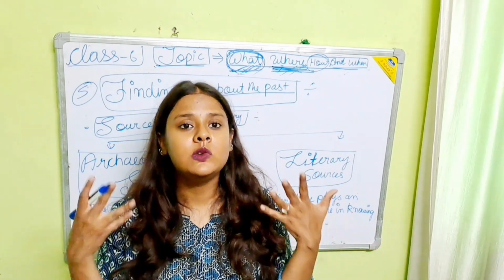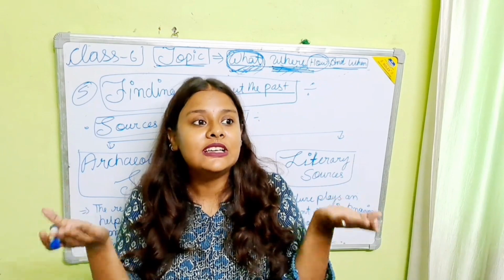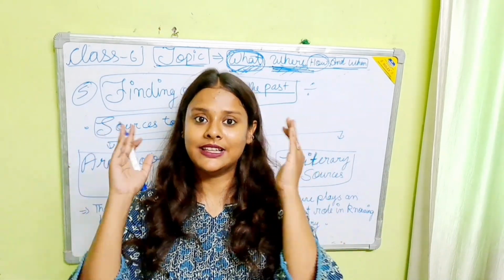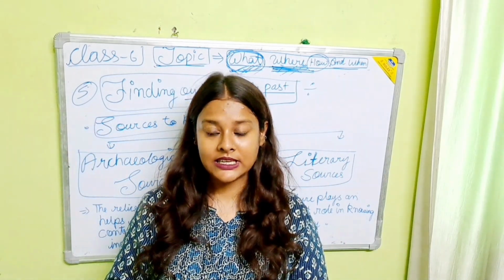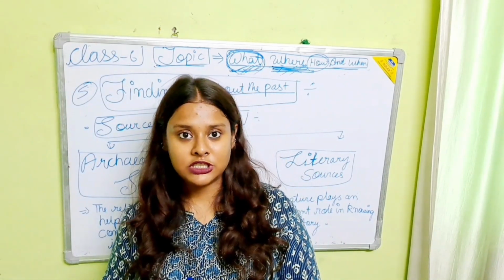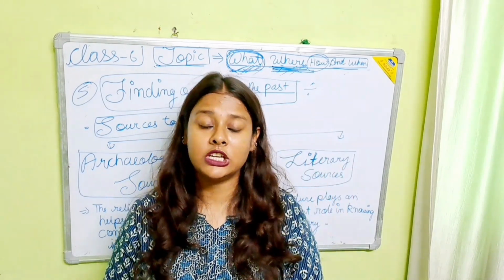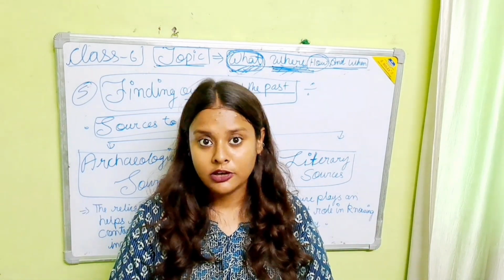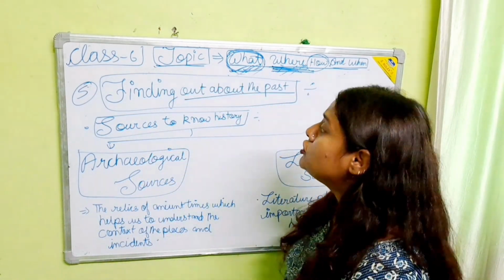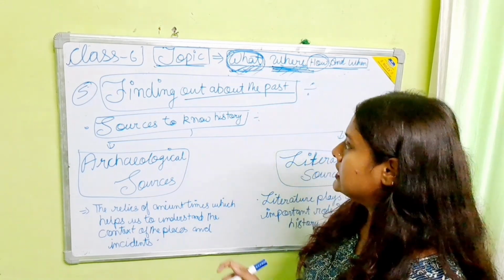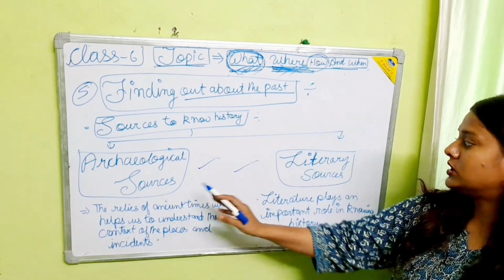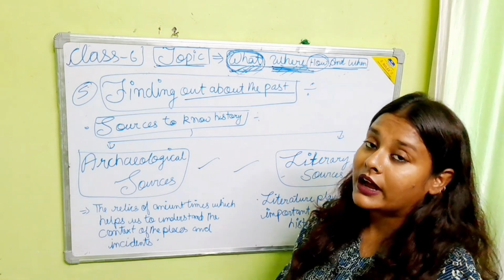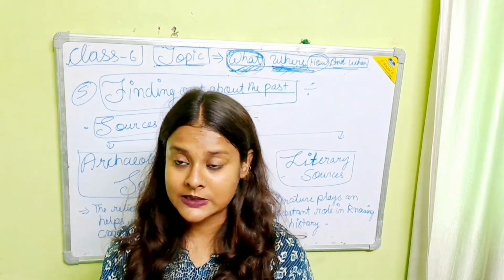from where do we come to know that all these things have happened in the past? From where do we come to know that this type of people used to live in this society, that the band society was present during the Neolithic age, Paleolithic age? For that, we require some sources, and these sources are of two types, that is archaeological source and literary source. To know about history, we require some sources.